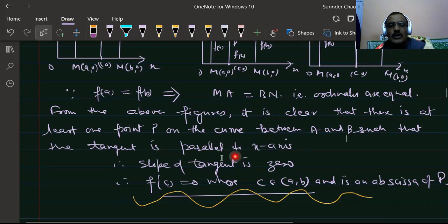So zero slope means the derivative is zero. This is the point belonging to the open interval (a, b). The slope is zero means the first derivative at the point is zero. If you differentiate the function at any point, that will be the slope of the tangent at that point. It means we will have a point in the open interval (a, b) at which the tangent is parallel to the x-axis.